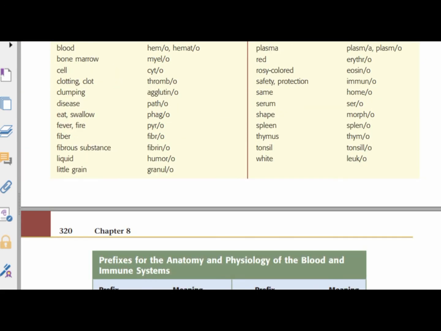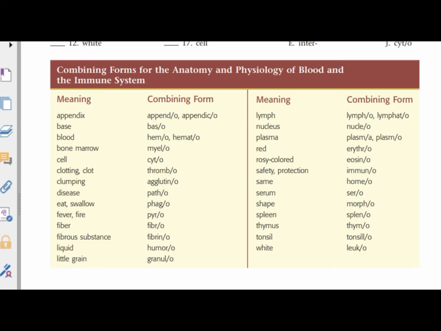So these are the basic terms that you could see when we talk of blood. You have here appendix, vaso or base, blood, hemo, bone marrow, myelo. Take note that it is different from the other term. Clotting, thrombo, agglutinin, disease, patho, swallow, phago, fever, fibro. So these are the basic terms and these are the meanings, or combining forms. Morpho, shapes, serum means serum, thymos.